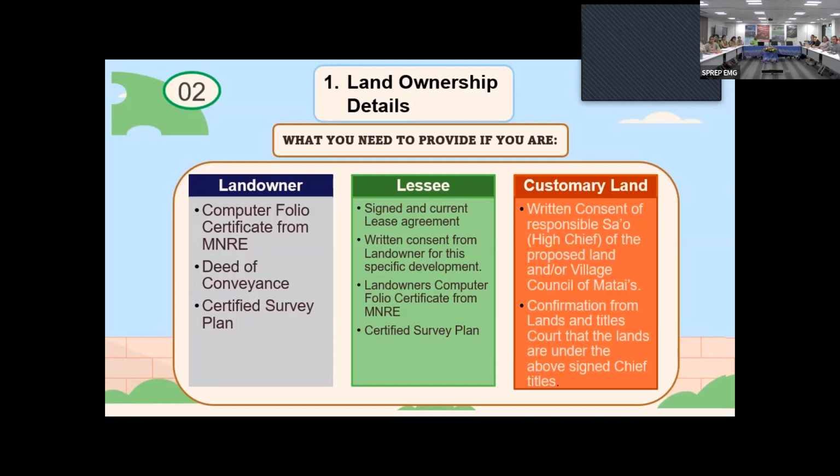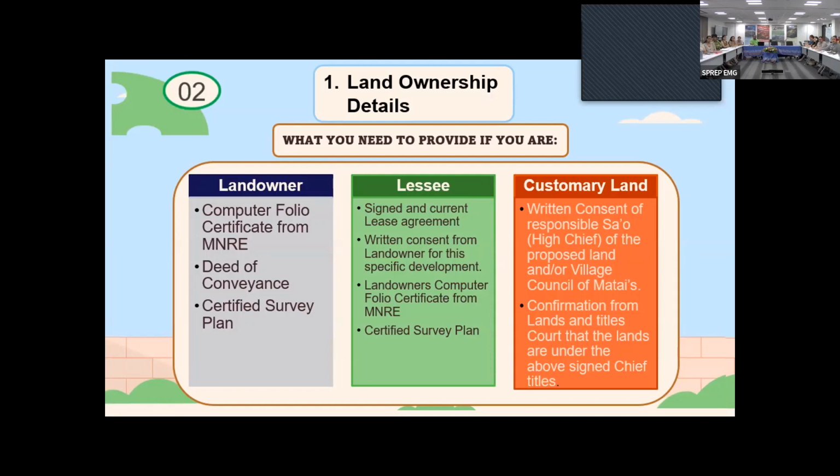So now we come on to customary land. Okay. We have a question? For land lease, for landowners, do we need to have the signature for all the landowners? Oh, yes. Of course, it's the signature that we assess.